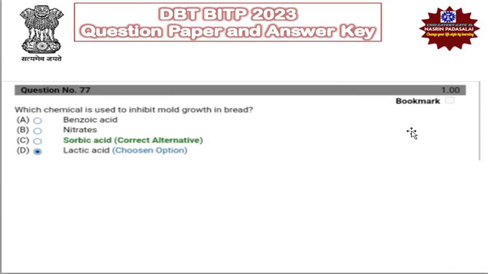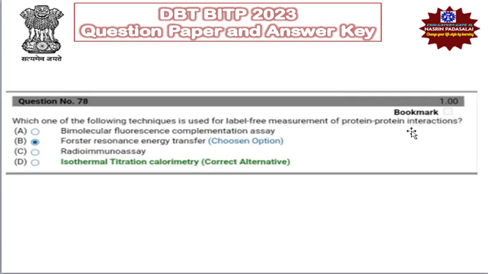Next is, which chemical is used to inhibit mold growth in bread? The correct answer is sorbic acid, which is a preservative employed in various industrial sectors. Next, which one of the following techniques is used for label-free measurement of protein-protein interaction? The correct answer is isothermal titration calorimetry, which is based on the amount of heat released or absorbed when there is any binding of biochemical molecules.